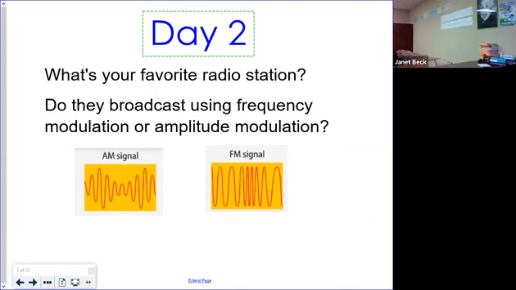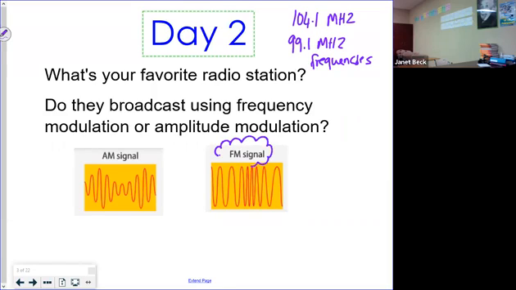Well, 104.1 tells you where to go. That is the frequency measured in megahertz of the station. And something else, let's do 99.1, Sunny 99.1. What these are, are frequencies. And they're in megahertz. They're very high actual frequencies. These are the frequencies of the FM signal for those radio stations. FM stands for frequency modulation.